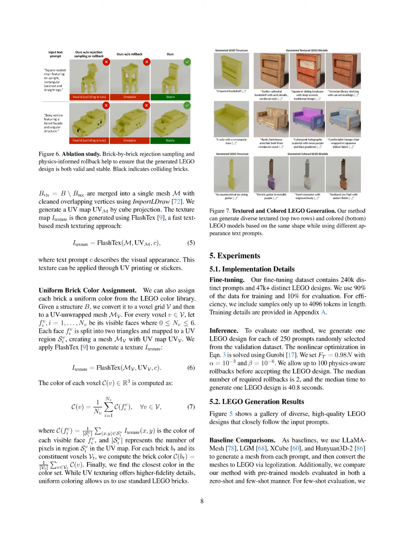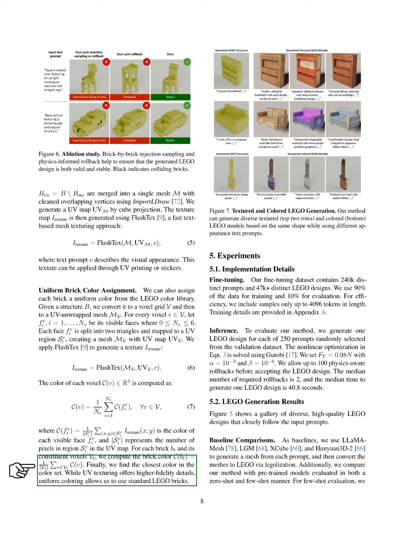Section Summary. In this section, we describe our approach to generating LEGO designs by sequentially adding bricks while balancing stability and diversity through brick-by-brick rejection sampling and physics-aware rollback. We also outline methods for applying UV textures and uniform colors to enhance the visual appeal of the generated structures.